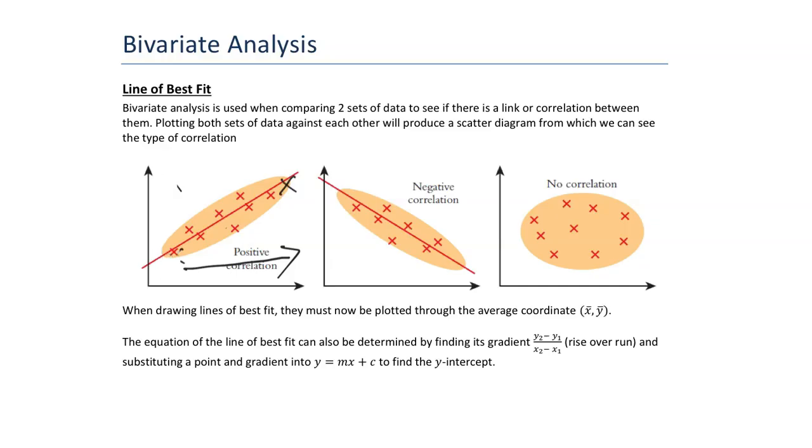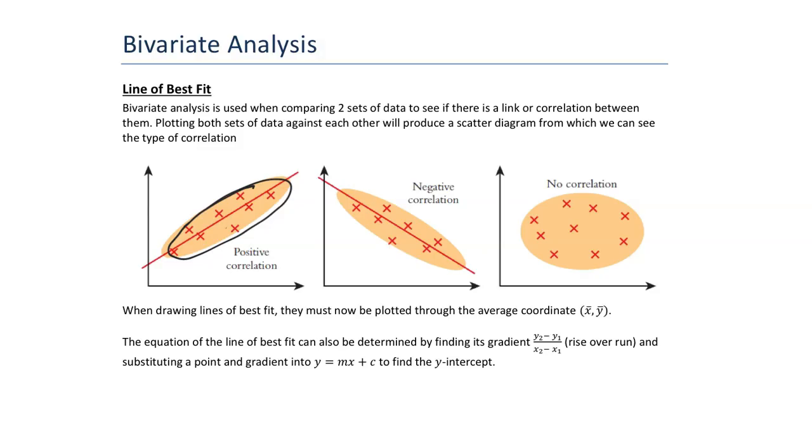And you can see how we have drawn our line of best fit. We've gone through so that we've got the same amount of points above and below, and the tighter the oval that you can draw around all of your points, the stronger the correlation. So this one would be a very strong positive correlation.